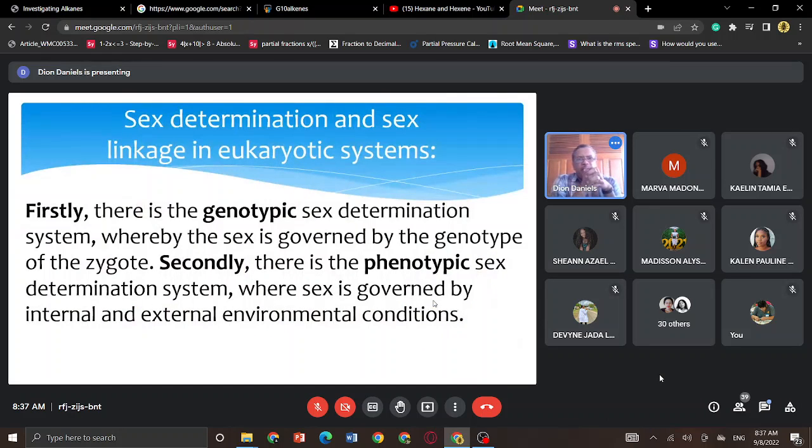Sex determination and sex linkage in eukaryotic systems. Let's understand how sex is being determined in different organisms, different eukaryotic organisms. Firstly, there is the genotypic sex determination system. When you see this term genotypic, what comes to mind? What do you think plays a key role here? It says genotypic sex determination system. What do you think plays a role in this particular system?